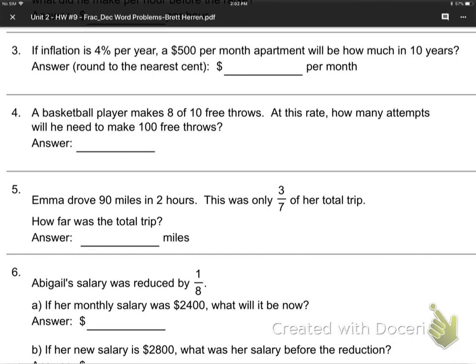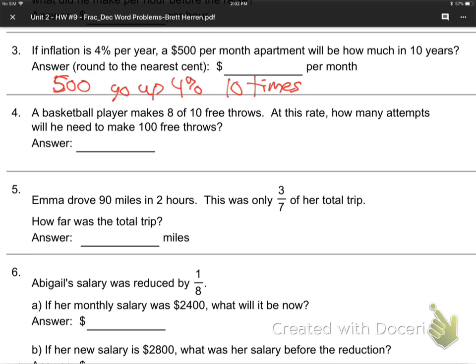So looking at question number 3, this is homework 9, the last one of unit 2. Inflation is 4% per year, $500 per month apartment will be how much in 10 years? So basically we want to take that $500 amount and make it go up 4% 10 times. That's basically what we're doing, right? We want to take that $500 a month price and we want it to go up 4%. Inflation, inflate it. That's increase the price. Increase the price 10 times. How we going to do that?